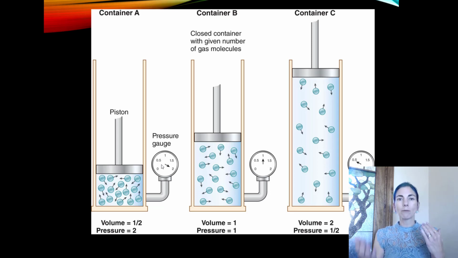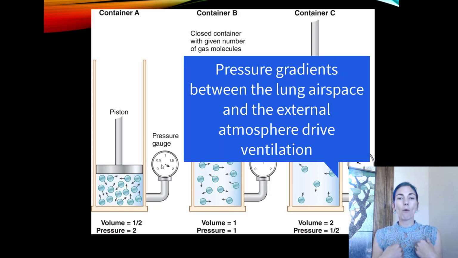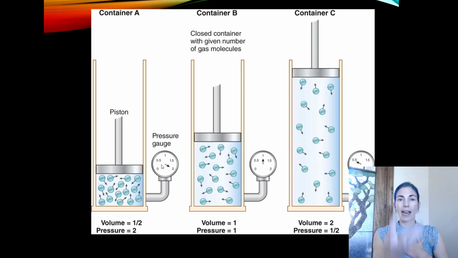So if we are going to move air in and out of our lungs, then we need to set up pressure gradients. If I want air to move out of my lungs, then the pressure in my lungs needs to be greater than the atmosphere, and the converse is also true. If I want air to move into my lungs, then I actually need to make the pressure in my lungs lower than what's out here in the atmosphere, and that's going to draw air in.